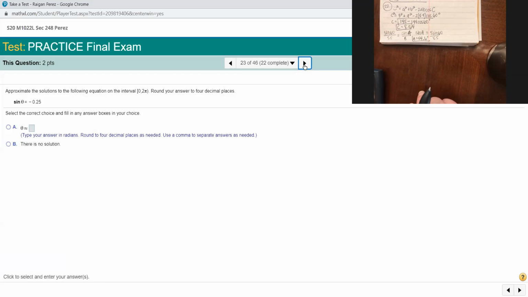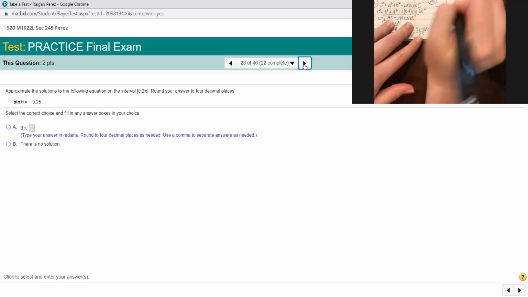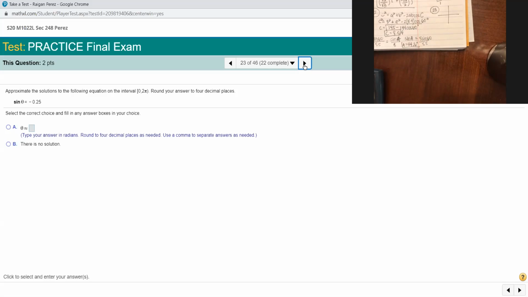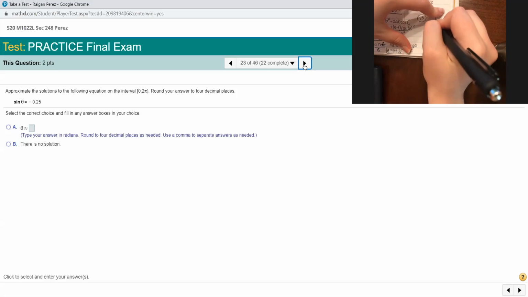One more problem. Approximate the solution in the calculator. Okay. So these can be a little tricky. It's saying find the negative of that. So if I put in sine inverse, oh, it wants it in radians. Hang on, make sure your calculator is in radians. Double check that. So sine inverse of negative 0.25 is negative 0.25. Okay, so it's giving me this answer right here.